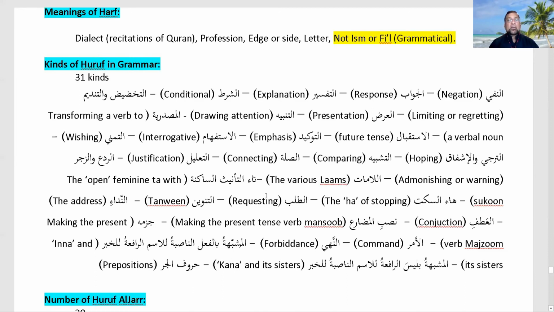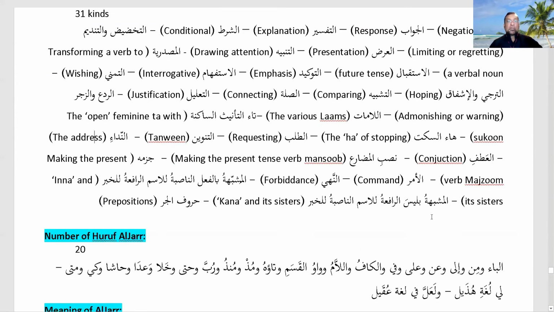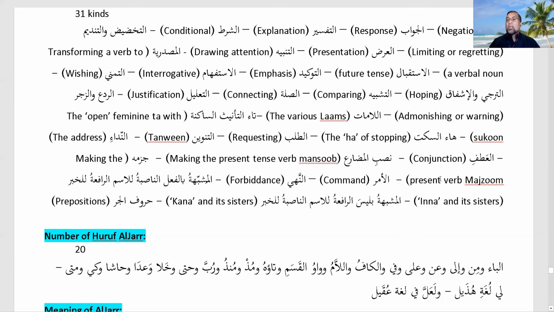At-talabu, which is request or requesting. At-tanweenu, that's known. An-nida, huruf al-nida, the address. Address here means to speak to someone, to talk to someone. Al-atfu, conjunction. Nasb al-murari', to make the present tense verb mansub. Jazmuhu, making the present tense verb majzoom. Al-amru, command. So there are huruf al-amr, huruf that are used to make commands. Huruf al-nahi, forbidding or forbiddance.